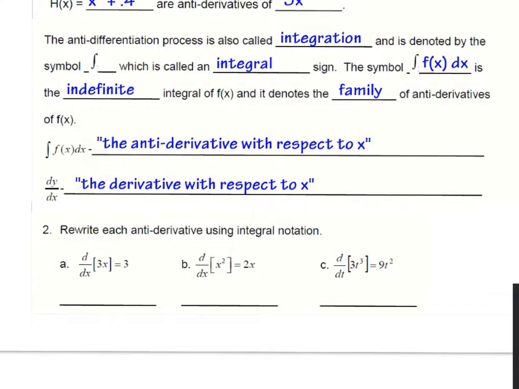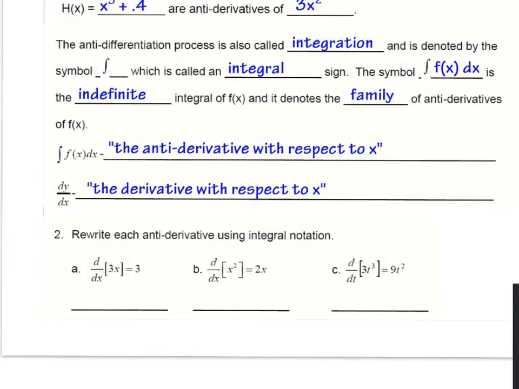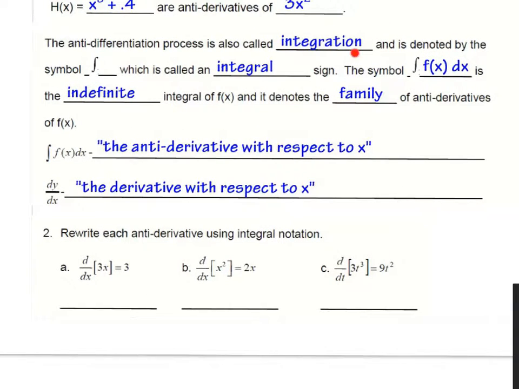So the anti-differentiation process is called integration. It's denoted by the symbol, and it's like an elongated S. If you're going to draw that, it looks like this, which is called the integral symbol. The symbol, the integral of f of x dx, is the indefinite integral, because we're not going to find any values, we are just going to find equations. The indefinite integral denotes a family of antiderivatives of the original f of x.